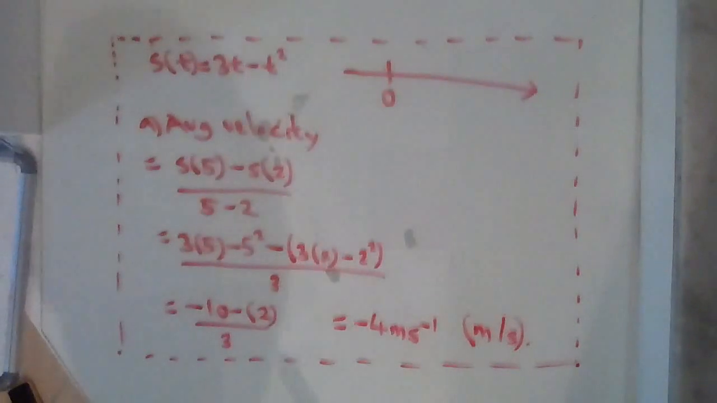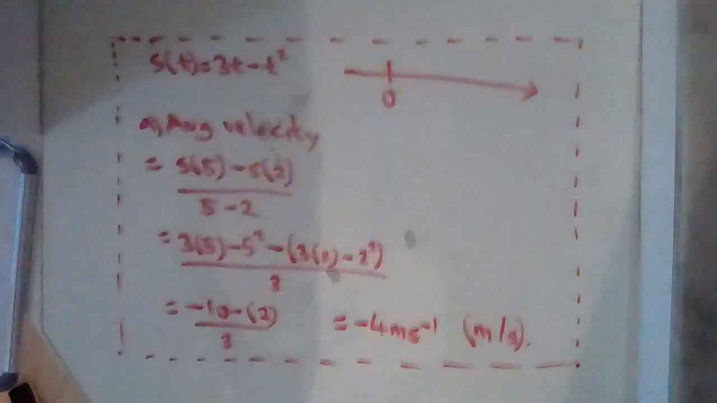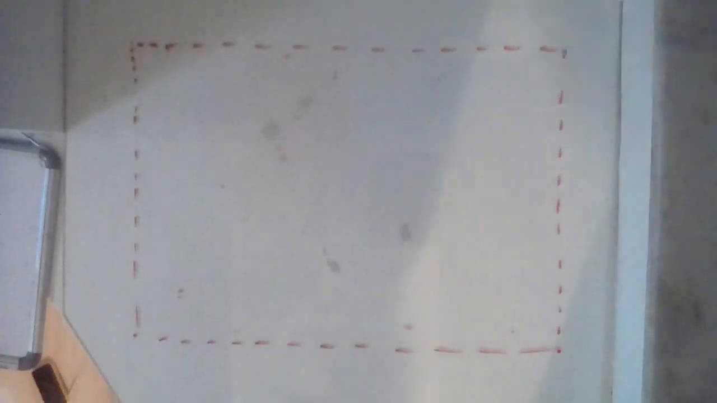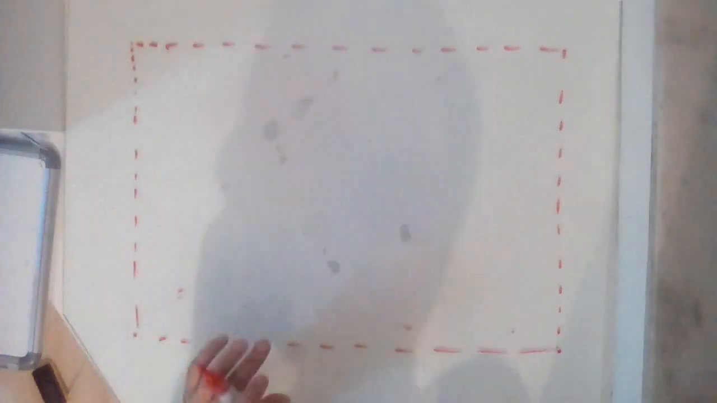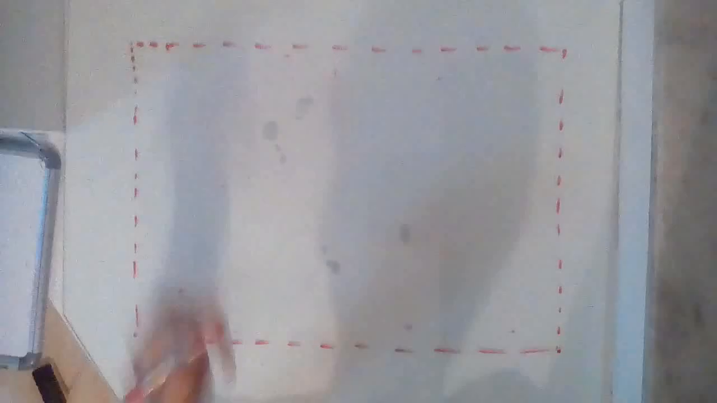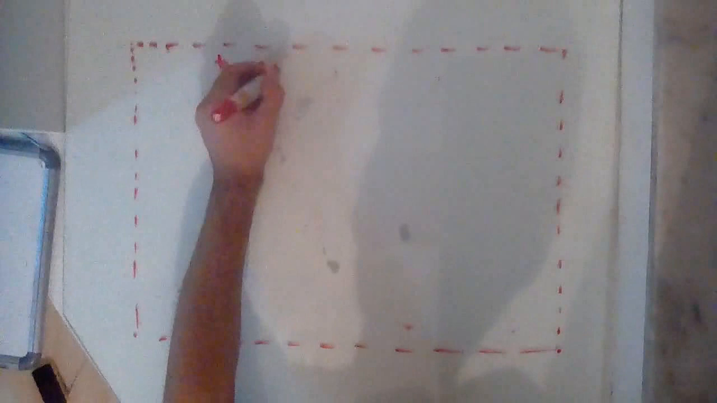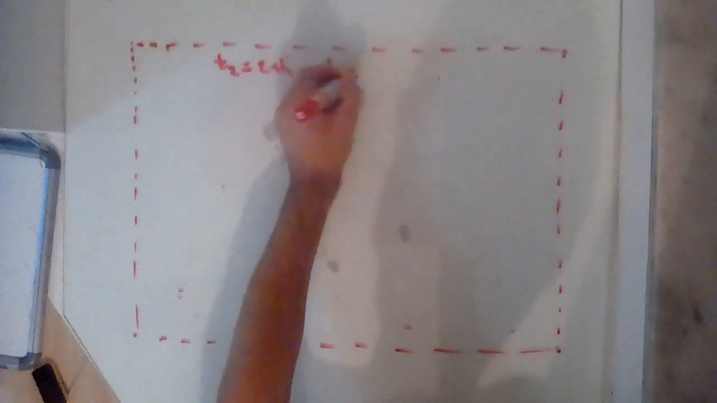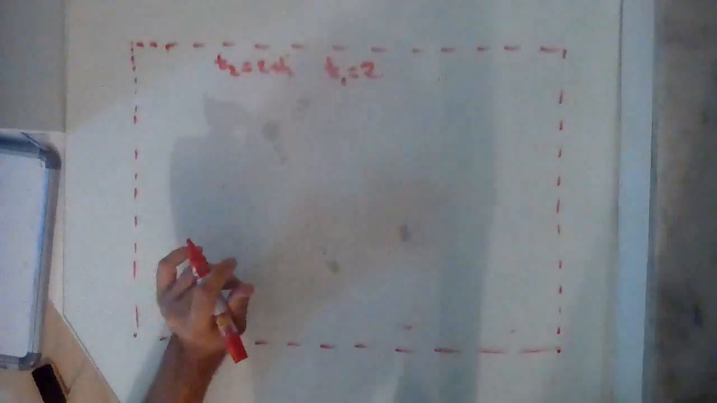Okay, now part B. Actually, I'll do that on a different bit because I've got to rub this out. Okay, so for part B, you've been asked for the average velocity from the time interval from t equals 2 to t equals 2 plus h. So you've got t2 equals 2 plus h, and t1 equals 2. You do the same thing. You're going to do s of t2 minus s of t1, all over t2 minus t1, the difference in displacements over the difference in time.